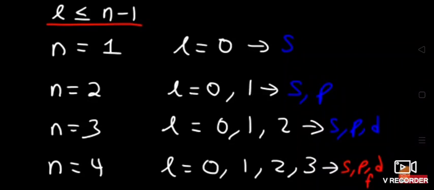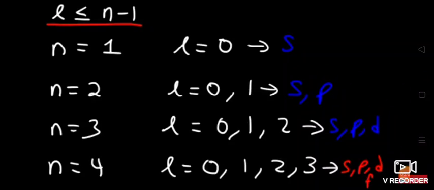Now it gives the shape of the orbital. Correct? l equal to 0 means what orbital it is? S orbital. l equal to 0 and 1 means what orbitals? S and P. If l is equal to 0, 1, 2, then it is S, P, D. If l is equal to 0, 1, 2, 3, it is S, P, D, F.